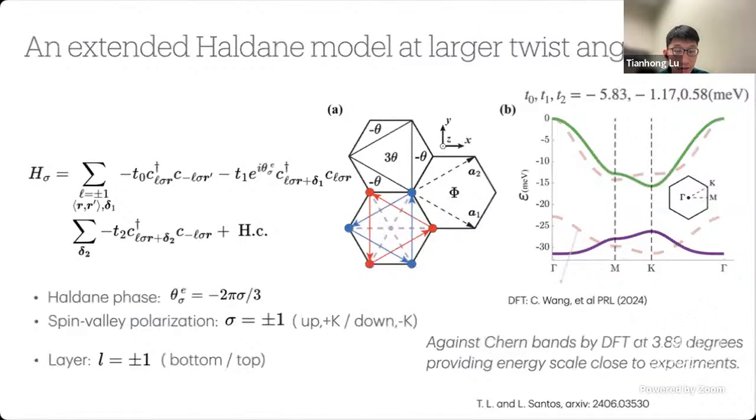So to get the correct energy scale, we plot our energy dispersion against a DFT calculation from a PRL, from Di Xiao's group. And with a set of parameters T0, T1, T2 equal to -5, -1, and positive 0.5 meV, we can get pretty similar energy scales.